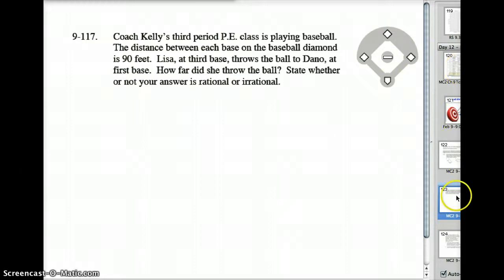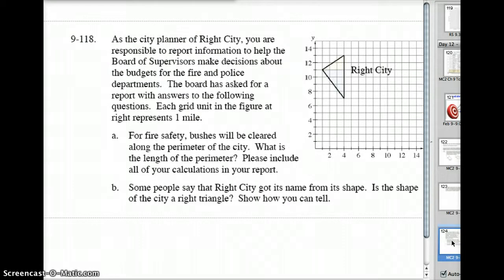All right, moving on to the next question. As you can tell, I'm telling you how to do this. I'm just not giving you the answers. That's something you're going to be figuring out. To make this whole long story short, there's this city called Wright City, and some people in the city believe that it was named after its shape. They believe this is a right triangle.